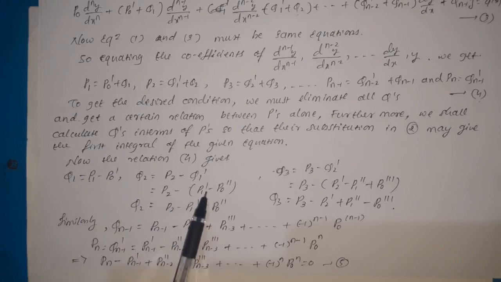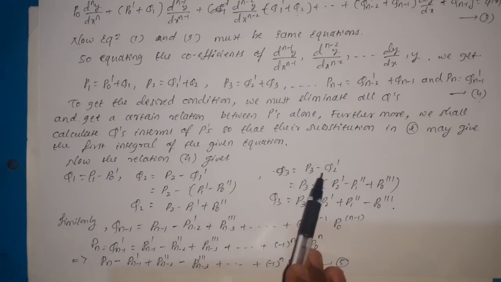So we have substituted p2 here: q2 equals p2 minus p1 dash plus p0 double dash, in decreasing order of subscripts. Here q2 is there, so first write 2, 1, 0, with alternating plus and minus signs. So 2, 1, 0, right?